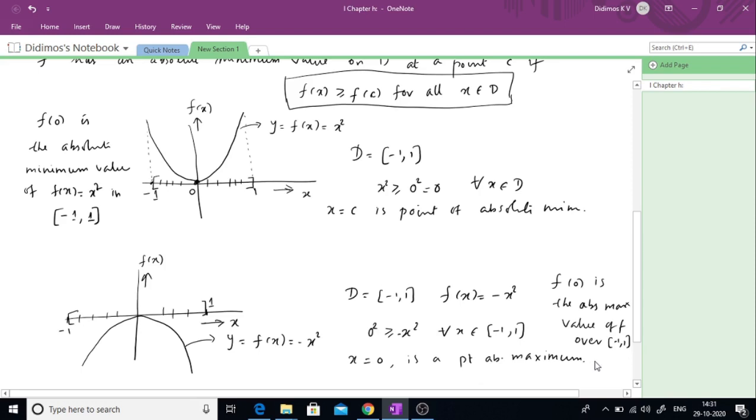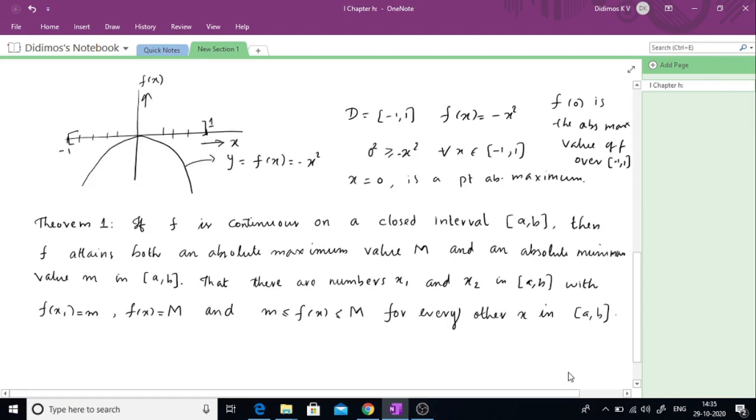So we can say that the absolute maximum and absolute minimum value of a function depends on the interval and the value of the function in that domain. Okay, so this explains the definition 1. Next we have a theorem, the extreme value theorem. This theorem is known as the extreme value theorem.